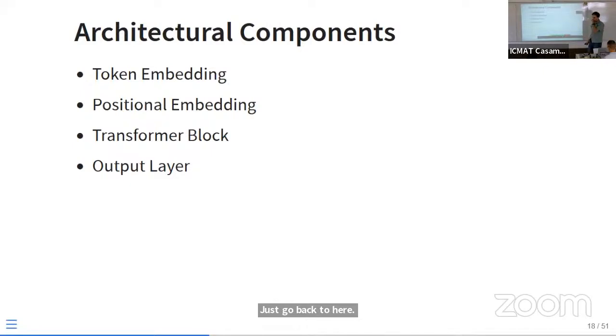So once we have represented the data as sequences of integers, let's go to each of the steps of the transformers layer. And there are 4. There is a token embedding, positional embedding, transformer block, and the output layer. And I will go through each of them.